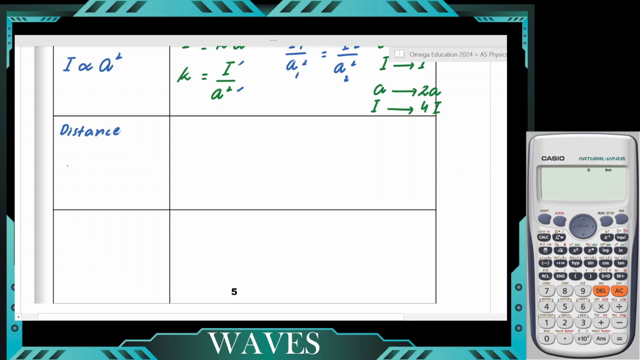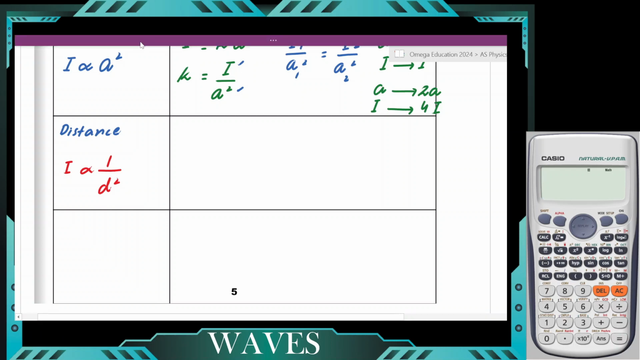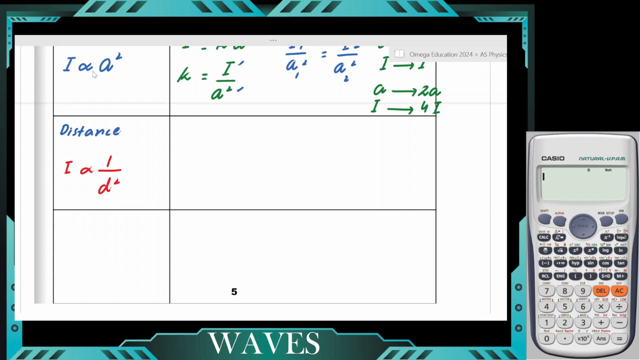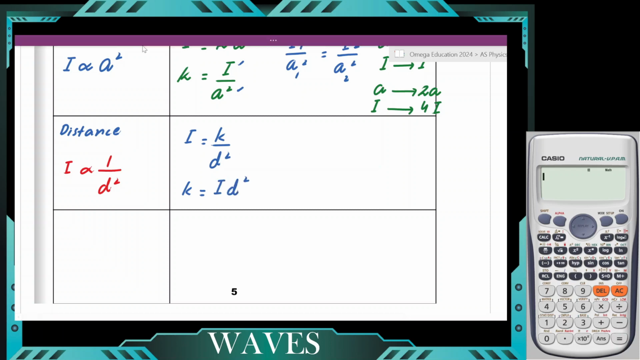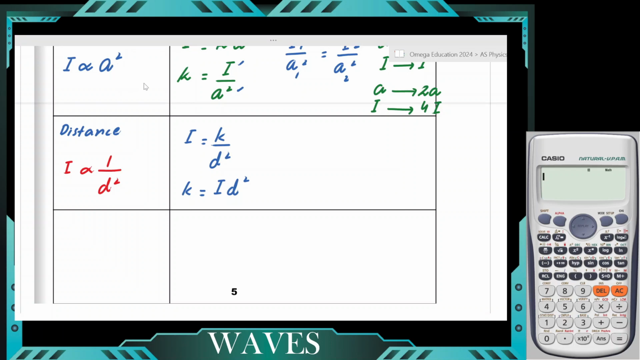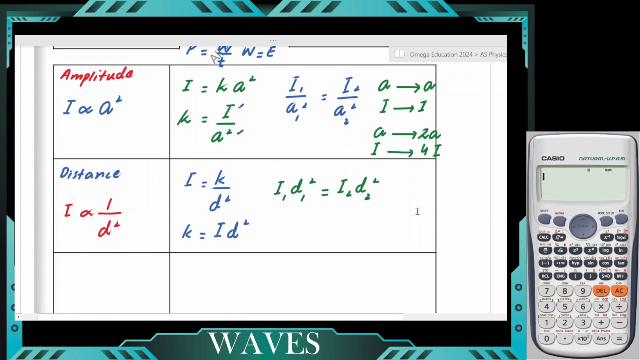Now, what is the exact relation? The relation is this one. This is also related with square inverse. We call it inverse square relation. Now, this is a proportionality sign. I want to convert it into an equation so we can find the effect of it. So I equals, there has to be a constant k times 1 over d square, but I can write it as k over d square. Then the constant k would equal I times d square, and then you can write it as I1 d1 square equals I2 d2 square, something like this. So how can we be able to write it like this?